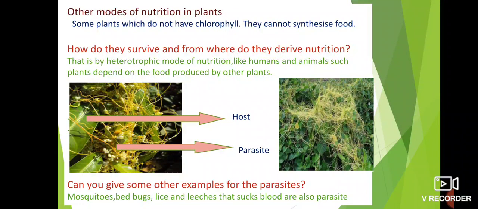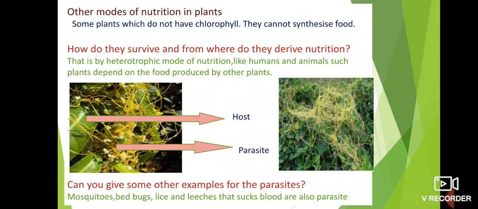See the question here. How do they survive and from where do they derive nutrition? Derive means getting. How do these plants, means the plants which do not have chlorophyll, survive and get nutrition? See, that is by heterotrophic mode of nutrition. The plants which do not have chlorophyll get nutrition by heterotrophic mode.